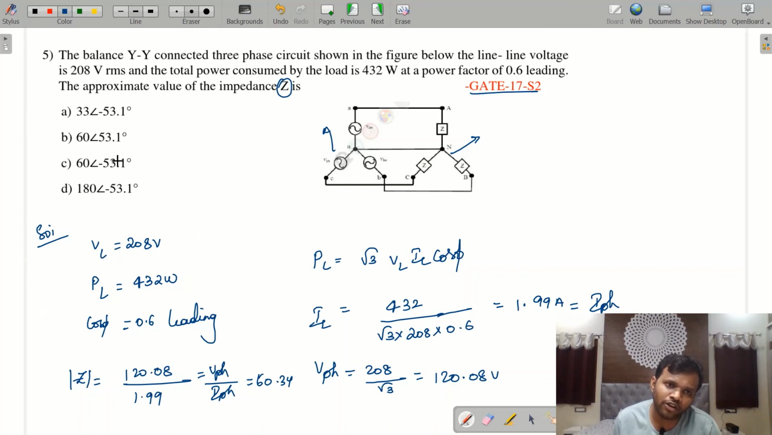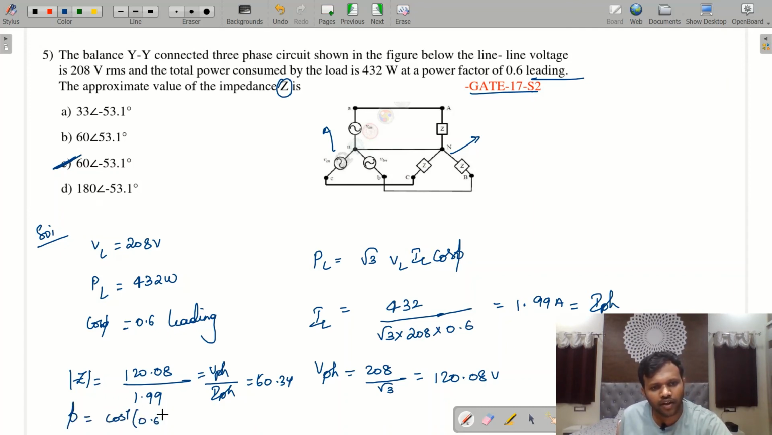Then how are we going to find out the angle? Without solving the angle also we can directly write. See here, option C is the correct answer. How have I written, as they had given it is 0.6 leading, so the angle will be minus 53, it will be minus only, here it is plus, so I can directly write option C, but we will find it. Okay, so phi equal to cos inverse of 0.6. You will get it as 53.1, but don't choose the plus 53, it is minus 53 as it is leading.